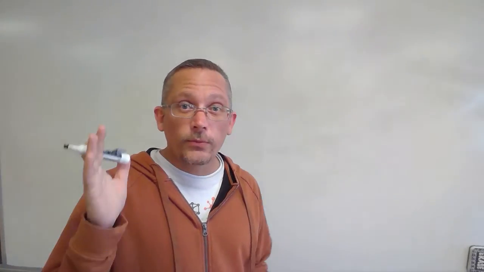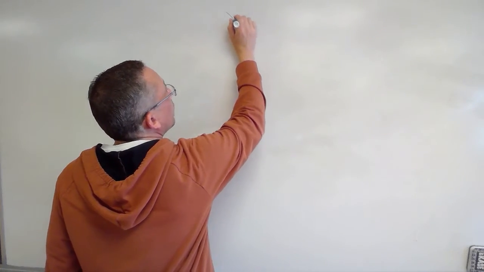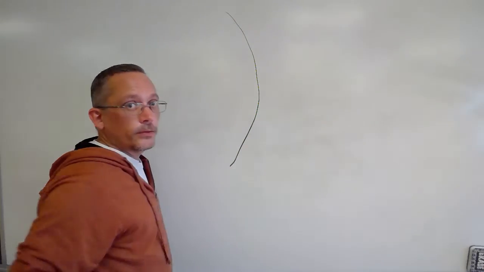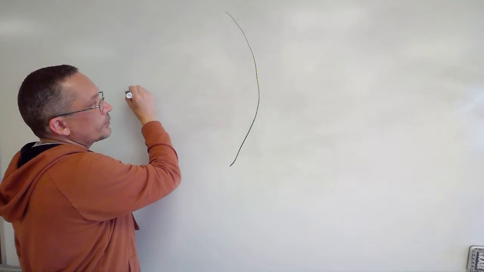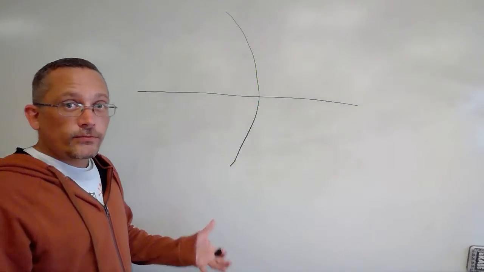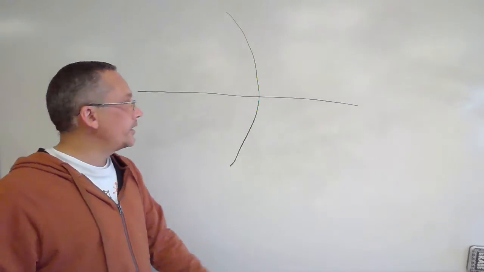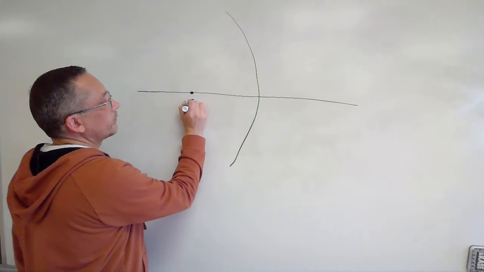Speaking of concave mirrors, let's draw a ray diagram for a concave mirror. We're going to follow all the same rules that we did for the convex mirror. First, let's draw the mirror. It should curve inward, and let me draw the principal axis. And we'll identify the focal point. A problem might tell you where it is. We're just going to put it right here.